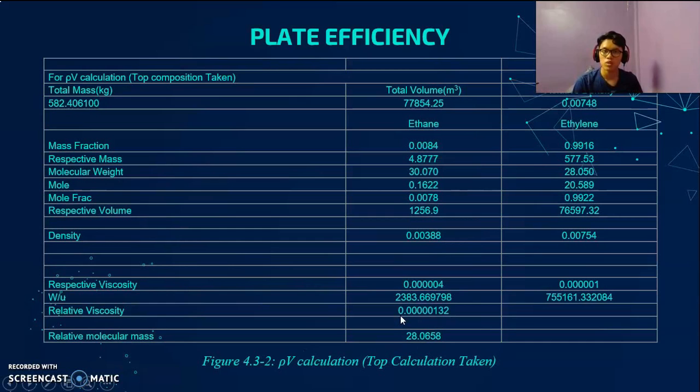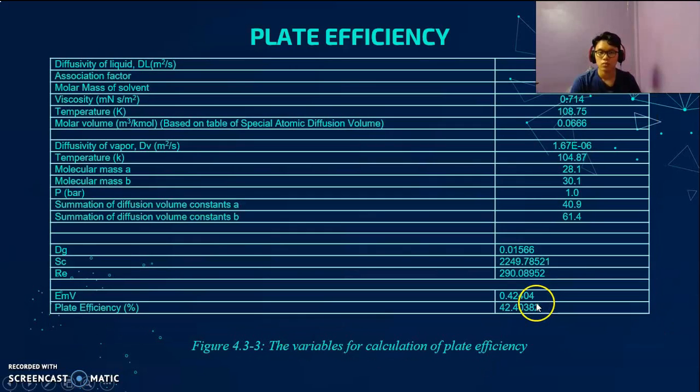Next one is for rho V. It is the same type of table as for rho L. The total mass is different. This one is the top composition, which is for vapor, and you can see here that the total mass is bigger than the liquid. The total volume for ethane and ethylene is all displayed here.